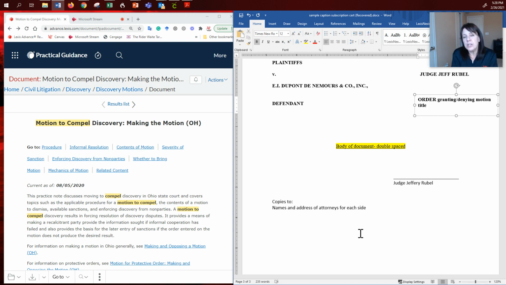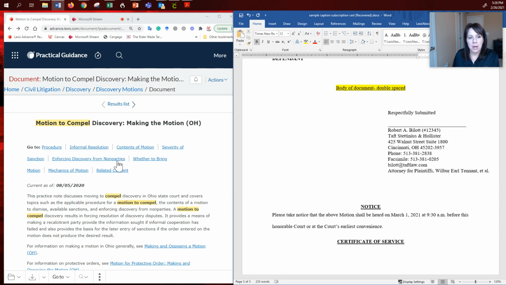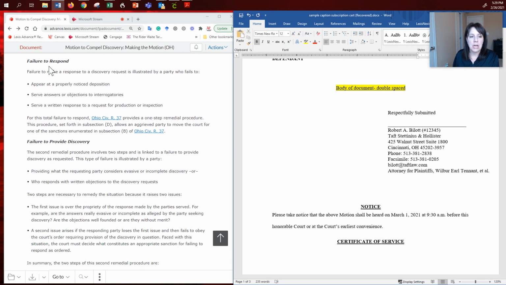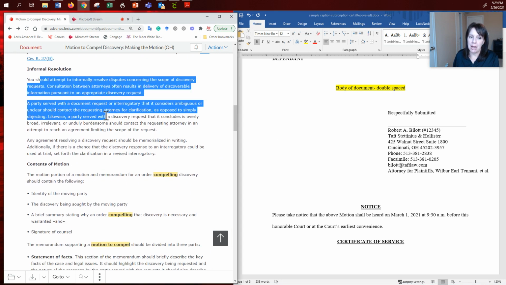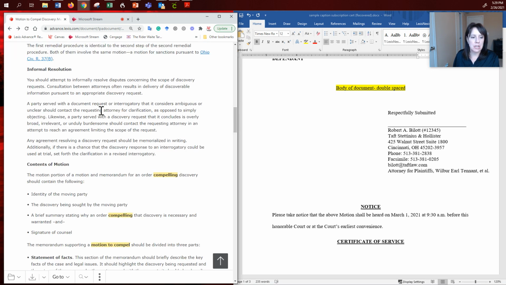If you are looking for what you should include in your motion, or you're struggling with the body of the motion itself, I do have pulled up here just to give you some guidance in Lexis under the Practical Guidance section. There is a section in Ohio for motions to compel. You can see here on this left-hand side, on the motion to compel, it talks about which rule we are talking about, talks about ways that people fail to do things, says that you should attempt to informally resolve the dispute. Those are the letters that we're talking about.